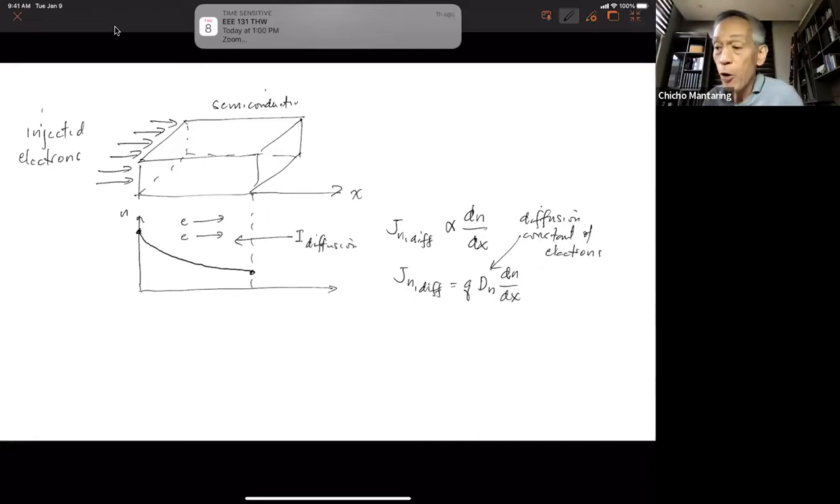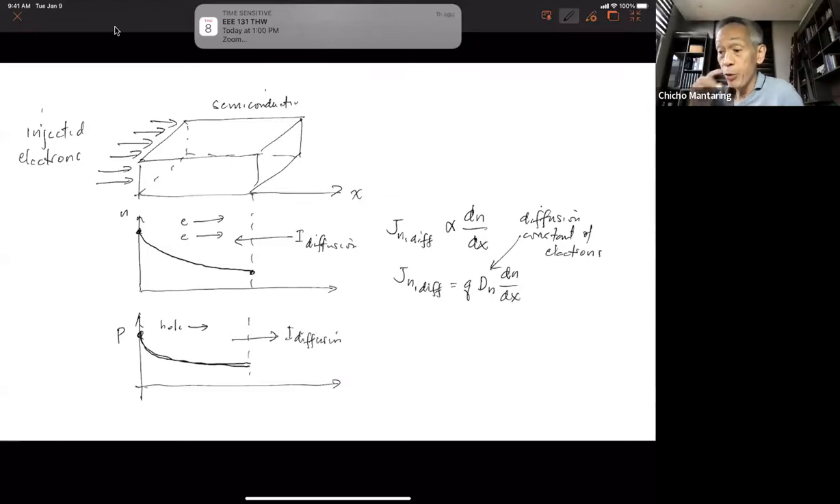Okay. Now for holes, it's going to be different. Actually, the same principle. Let's say I manage to inject holes. So I'm going to get a similar profile here. My concentration of holes on the left is high, on the right is low. So your holes will move toward the right. And your diffusion current will be from left to right.